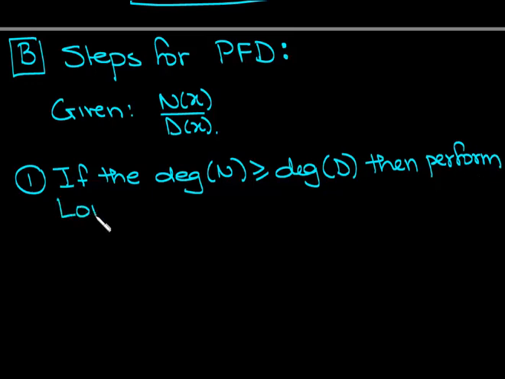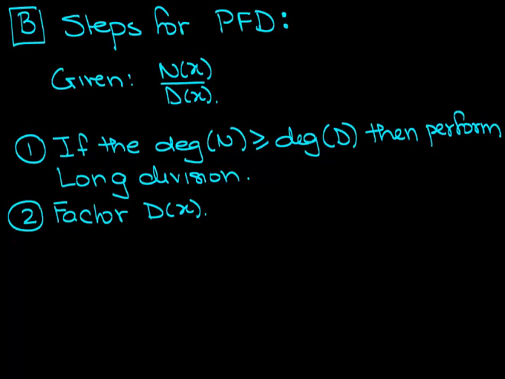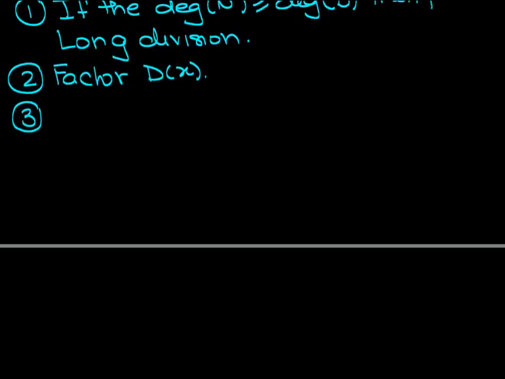We did long division in the first section of this chapter, so that's what we want to do. Second thing, we want to factor the denominator, factor d of x. Now, depending upon the factors, we want to do one of these things. Let's take a look at that.